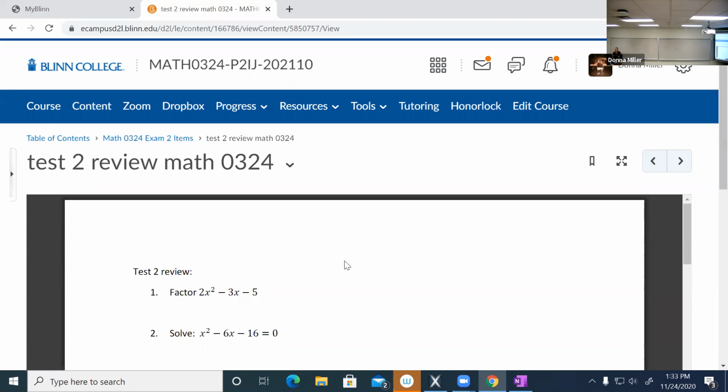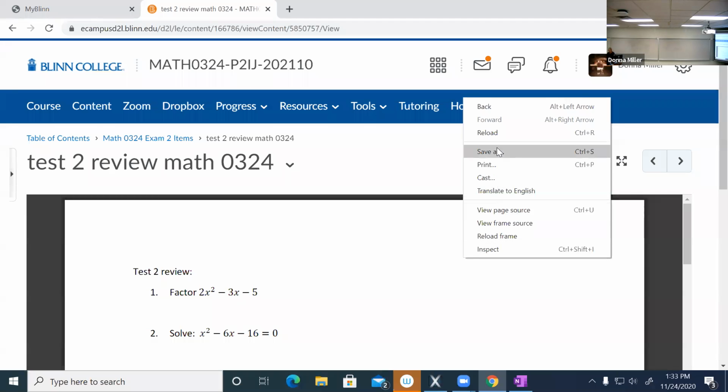So we're gonna talk about what I put on there. All right, so the test covers 5.1 through 5.3 and 10.1, which is really nothing, through 10.3. So we're gonna talk about what I expect. Now, I did put a factoring problem on there too.